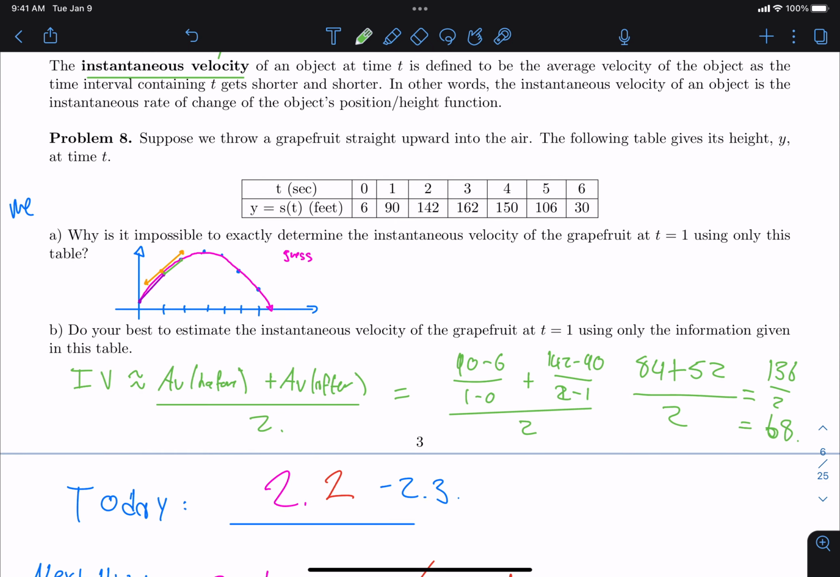So the point is, you look at the average velocity between 0 and 1, you look at the average velocity between 1 and 2, presumably the actual velocity at 1 is somewhere in between those. So a good guess would be to say, maybe we're halfway in between those, which is exactly what an average of two numbers is. It's the number which is halfway between them, right? The average of 50 and 100 is 75, right? It's the number which is halfway between 50 and 100.